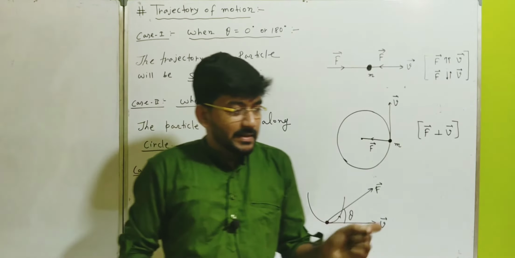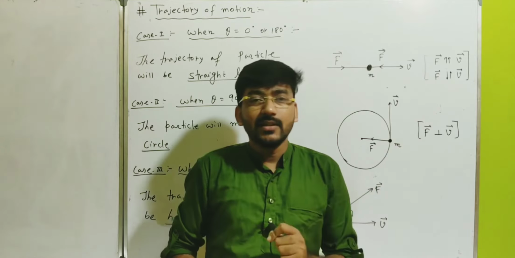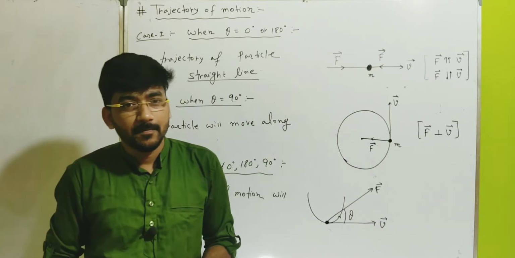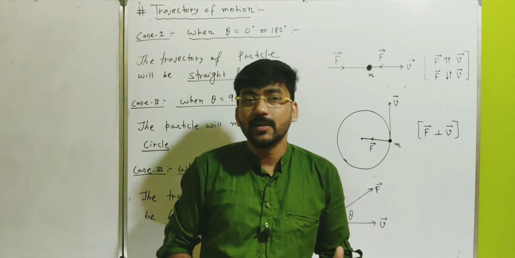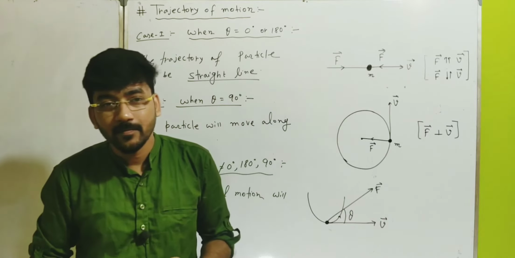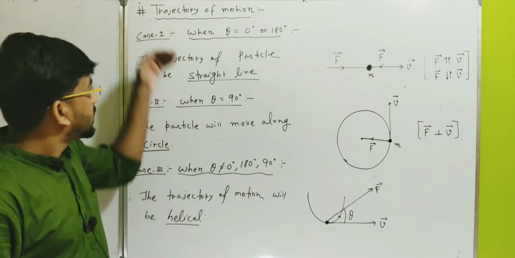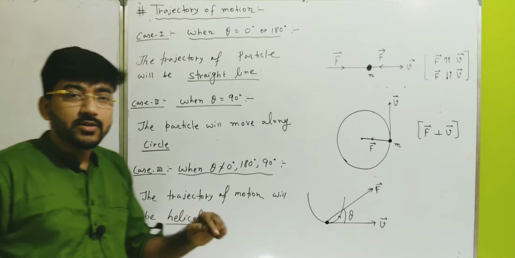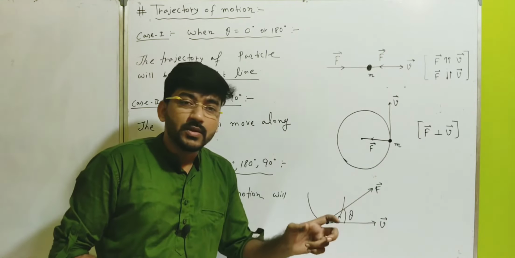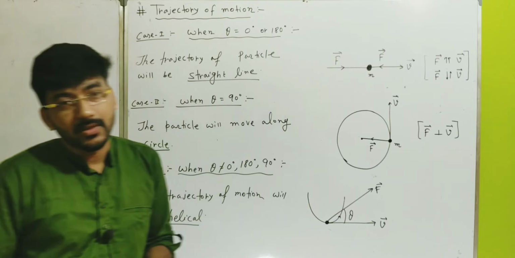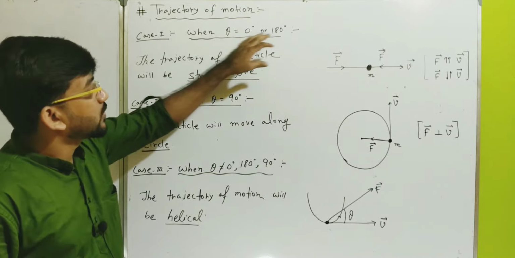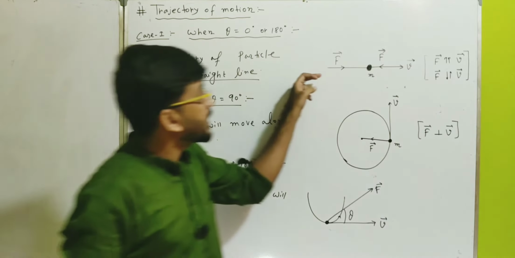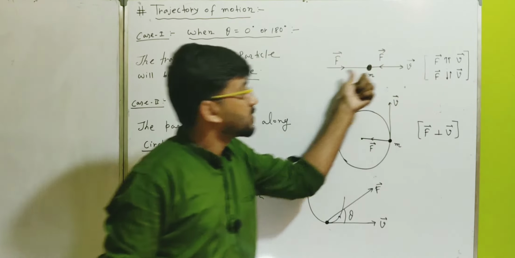Here we will consider the direction of force with respect to velocity. That is, we will discuss the trajectory of motion with respect to the angle between F and V. There are three possible cases depending on the angle between the applied force and the velocity vector V. The very first one is when theta is equal to 0 or 180 degrees, that is, the force is acting along the motion or opposite to the motion.